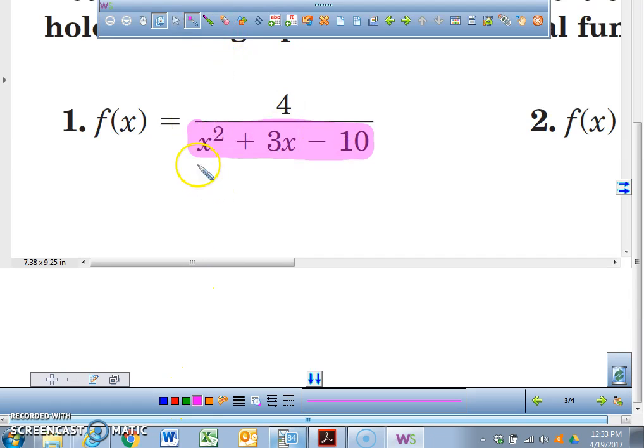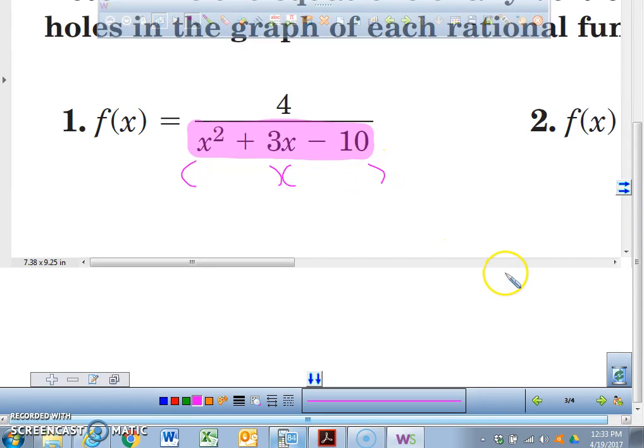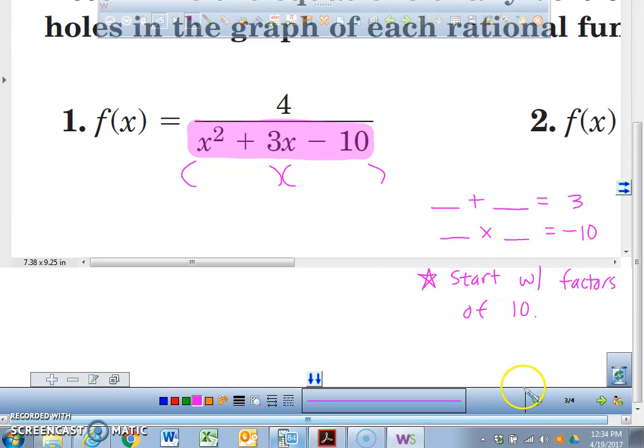The first thing you actually have to know how to do is factor. If you don't know how to factor, then go back to Algebra 1 and practice some factoring skills. That was a little too harsh there. Now, we are searching for two numbers that multiply together to equal negative 10, but add together to equal 3. And if you ever have problems with factoring, always start with the factors of the last number. So we're going to start with the factors of 10.